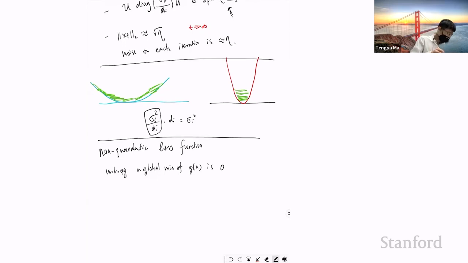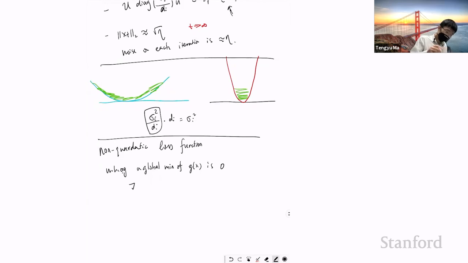I'm also assuming that because zero is the global minimum, the gradient at zero is zero. That's a necessary condition. And that also means that the Hessian at zero is PSD.